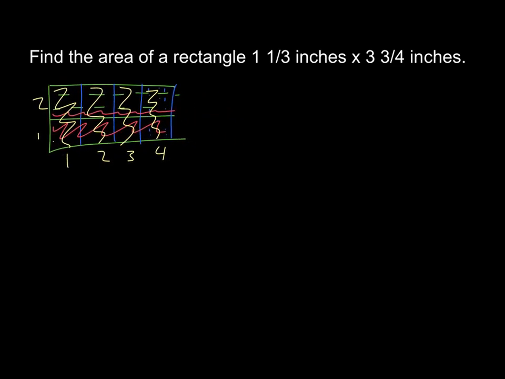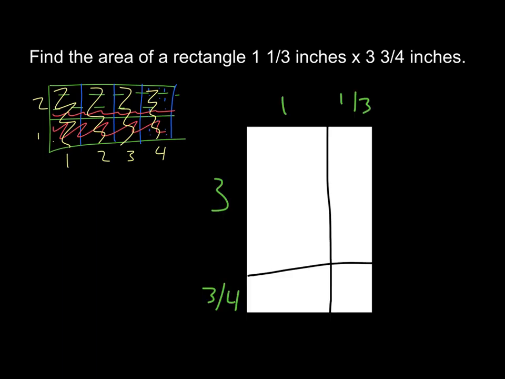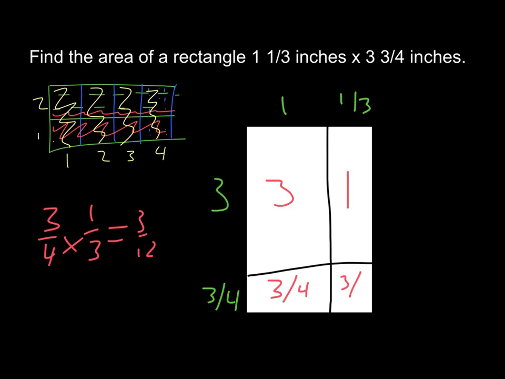So what we could do instead is use the distributive property, and we might draw our diagram a little bit differently for that one. We could draw something that looks like this, and then we can multiply each of the different sections along the side and the top. For the first part, I would do 3 times 1, which is 3, 3 times 1/3, which is 1, 3/4 times 1, which is 3/4, and then 3/4 times 1/3, which I'm going to do on the side, which would give me 3/12. Then I can add all of these together, and I would have my solution.